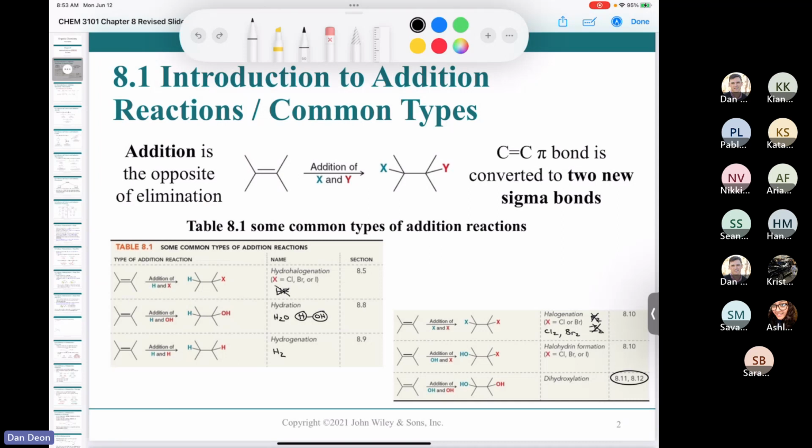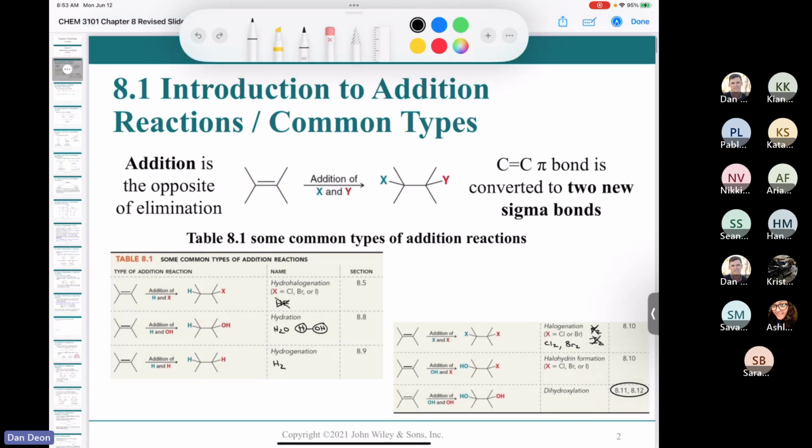Now, if you're wondering, do I have to know the mechanism for each one of these reactions? The answer is some yes, some no. And I'll go over those in detail, which ones you need to know.